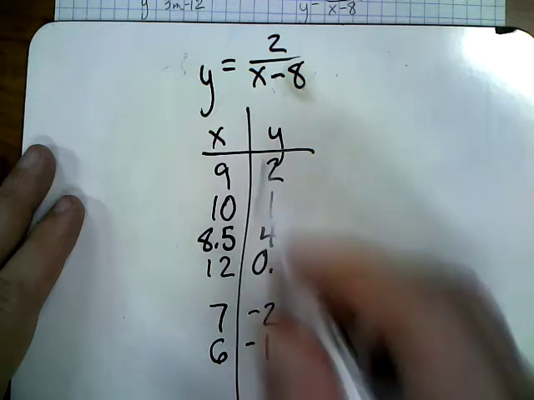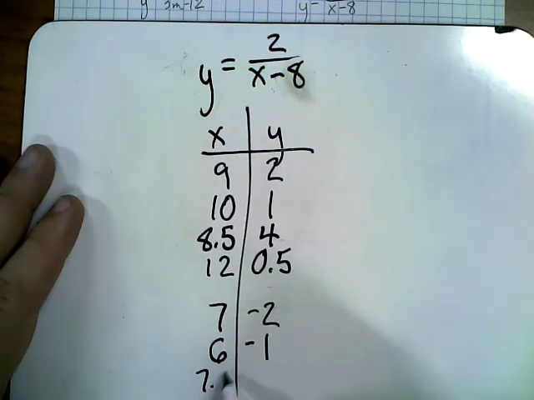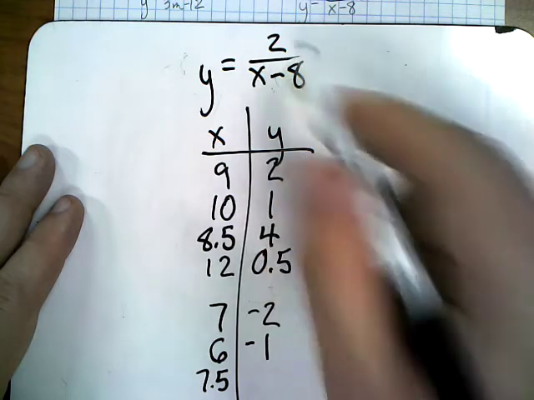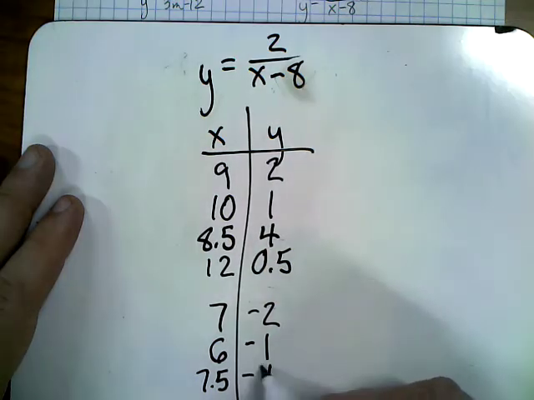And then we could keep going. So 7.5 would produce a negative 0.5, or negative half. So that would actually produce a negative 4.